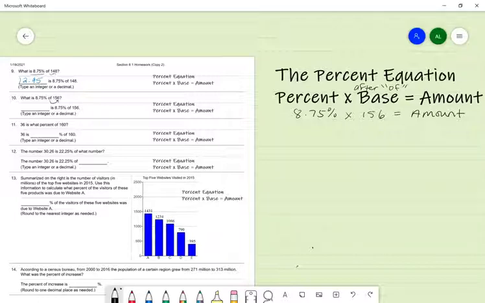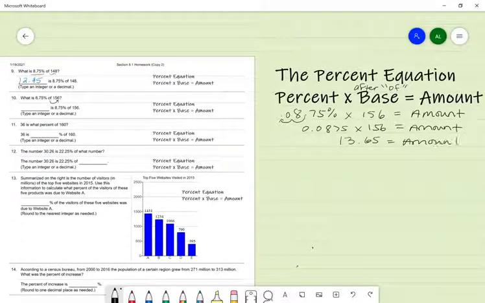So converting the percent to a decimal again, moving the decimal 2 places to the left, we have 0.0875 times 156 equals the amount. After multiplying those two numbers, we see that the amount is 13.65 as the answer. So coming back to number 10 in the answer space, I'm going to write 13.65 is 8.75% of 156. Percent times base equals amount.